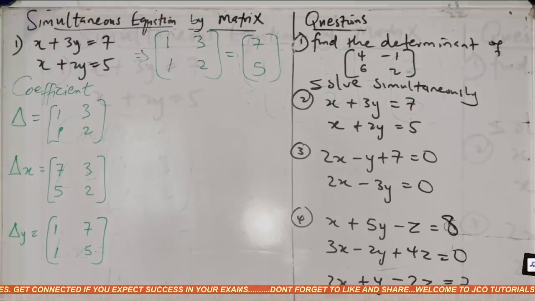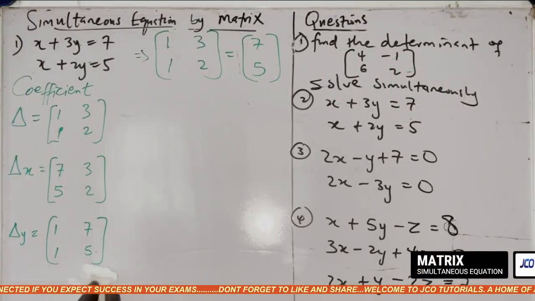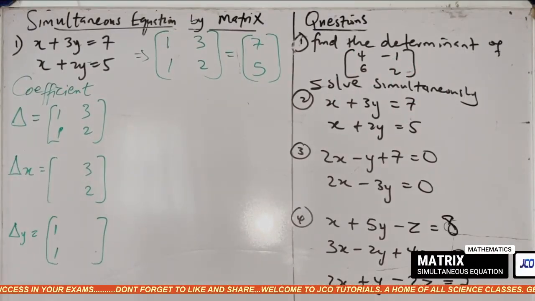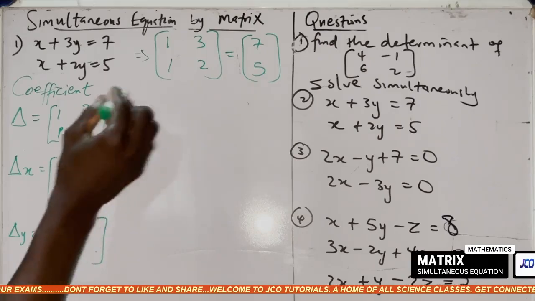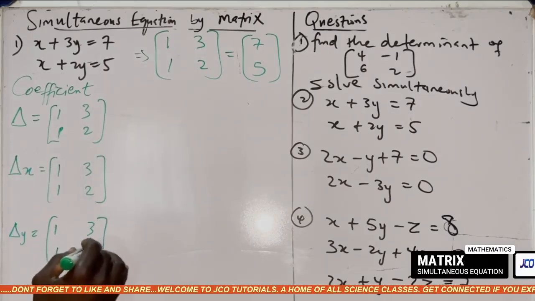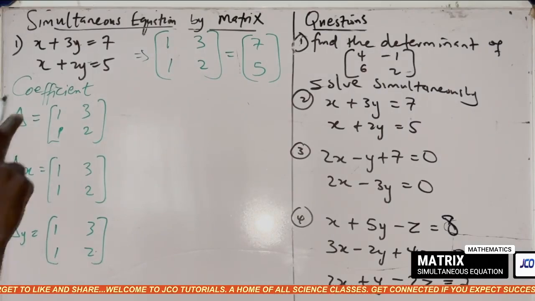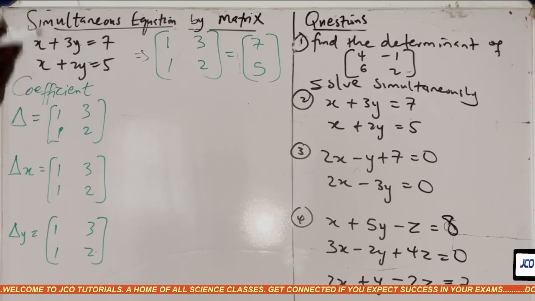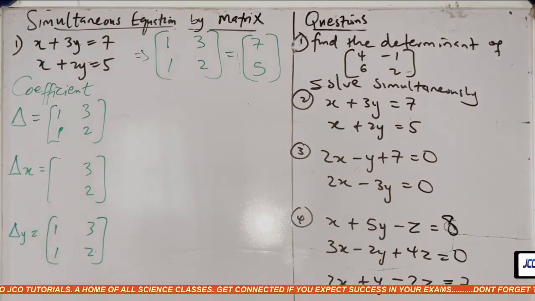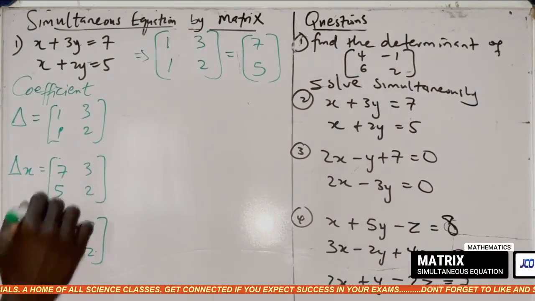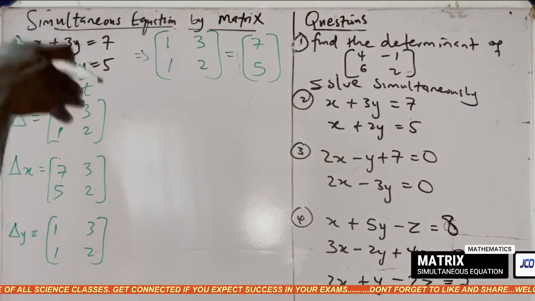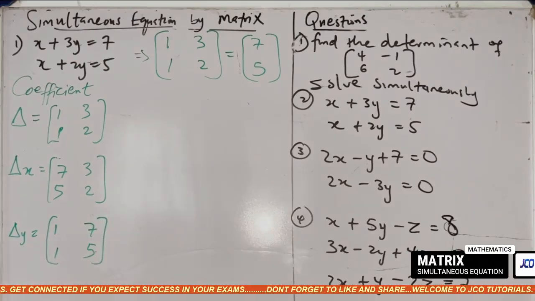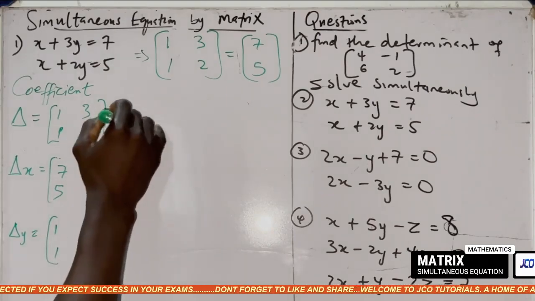Just in case you don't understand, let's try it again. Now, I'm going to write the matrix the way it ought to be. This is 1, 1, 3, 5, 3, 2. So 1, 1, 3, 2. For the normal determinant, you put the whole matrix. For the determinant of x, the first terms, remove them and put 7 and 5. That's what I'm saying. Then y is the second term. Remove it and put 7 and 5. That's how it works. Then you go find the determinants. Of course, now it's going to be clear.